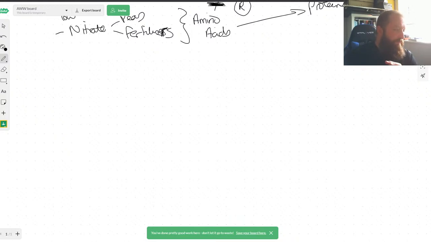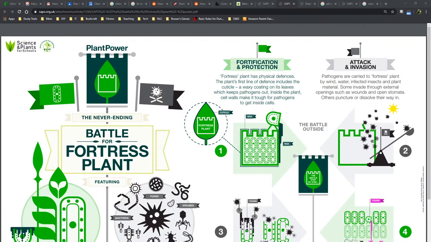Okay, so let's look at some things that plants do to try and avoid, I suppose, being infected, or once they are infected, in the same way that we looked at it for humans. Again, I'm going to bring up one of the SAPS posters, which is this one here. Now, plants, in the same way as us, will have this thick skin on the outside. They've got their waxy cuticle, which is a waterproof layer, but it's also quite a thick protective barrier that pathogens generally need to try and get through before that plant can be infected.